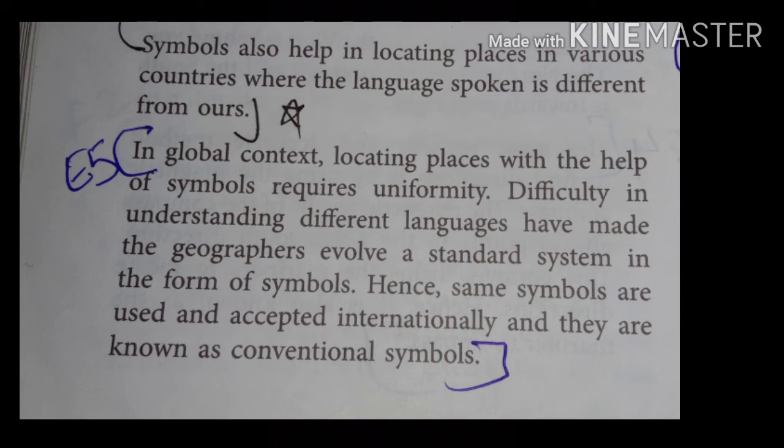Conventional signs of a map are in simple and universally accepted language. Since there is an international agreement regarding these symbols or signs, conventional signs are used in the map.